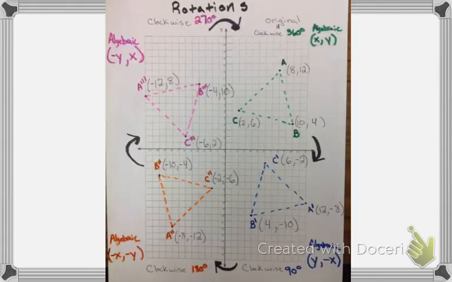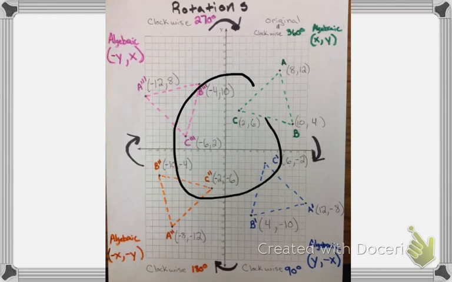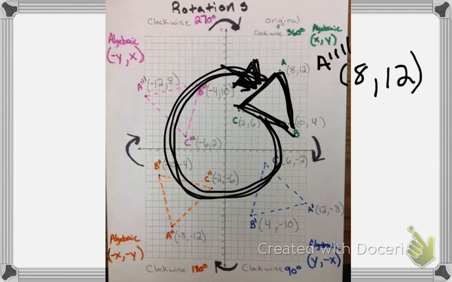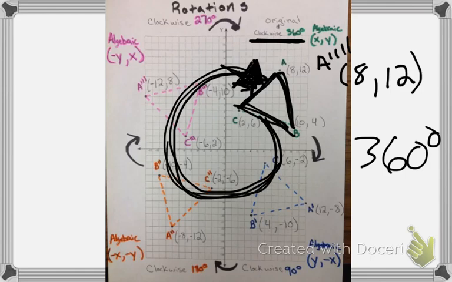Okay, and last but not least is that 360 degree rotation. If you take your figure and you rotate it 360 degrees, you get the same exact figure out. I didn't change any of the primes to this figure, but if you did rotate it 360 degrees, you'd have to say what your new primes were. Well, this is A and A prime to the 4th, which is both 8, 12. If you rotate it 360 degrees, you get the same exact figure out. You see that clockwise 360 degrees, you get the same exact figure out.